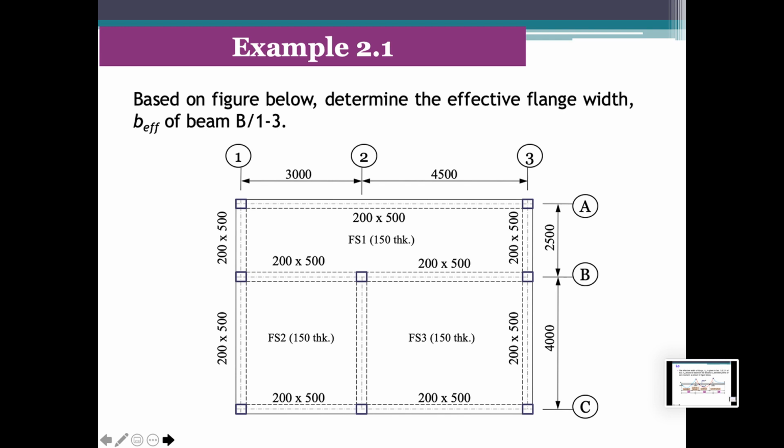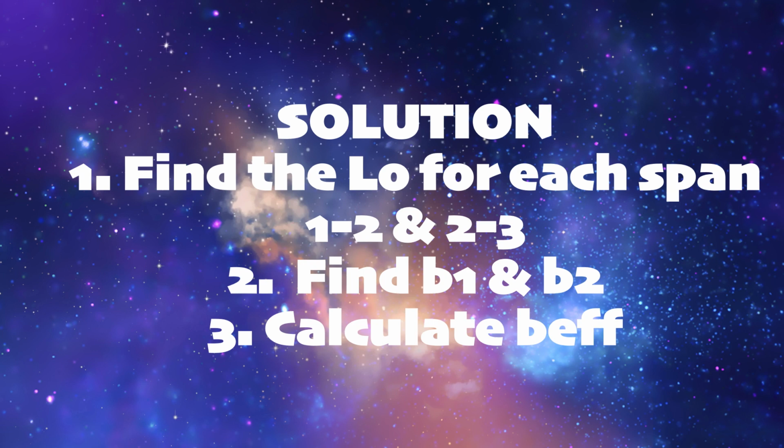Meaning that in the design, B effective will be used for calculation of the area of steel. While at the support, the B web will experience the compression. Therefore, we don't need to calculate B effective at the support for the calculation of steel area. So we need to find B effective for span 1-2 and span 2-3. And we have three steps here. The first step is to find L0 for the respective span. The second is to find B1 and B2 for each beam. And lastly, calculate the B effective for both.